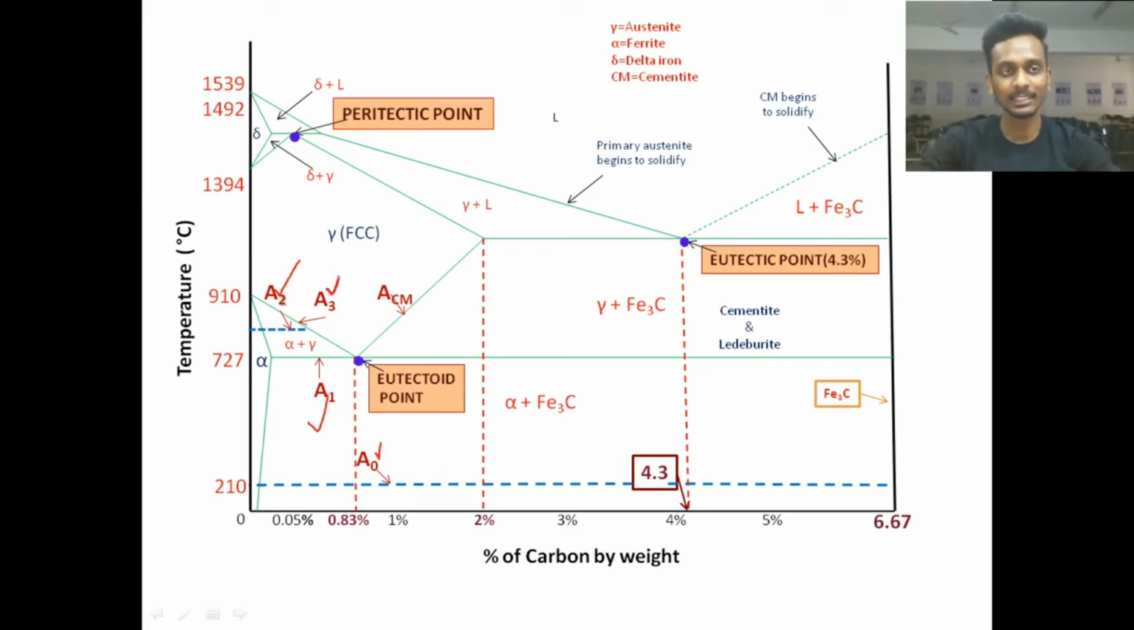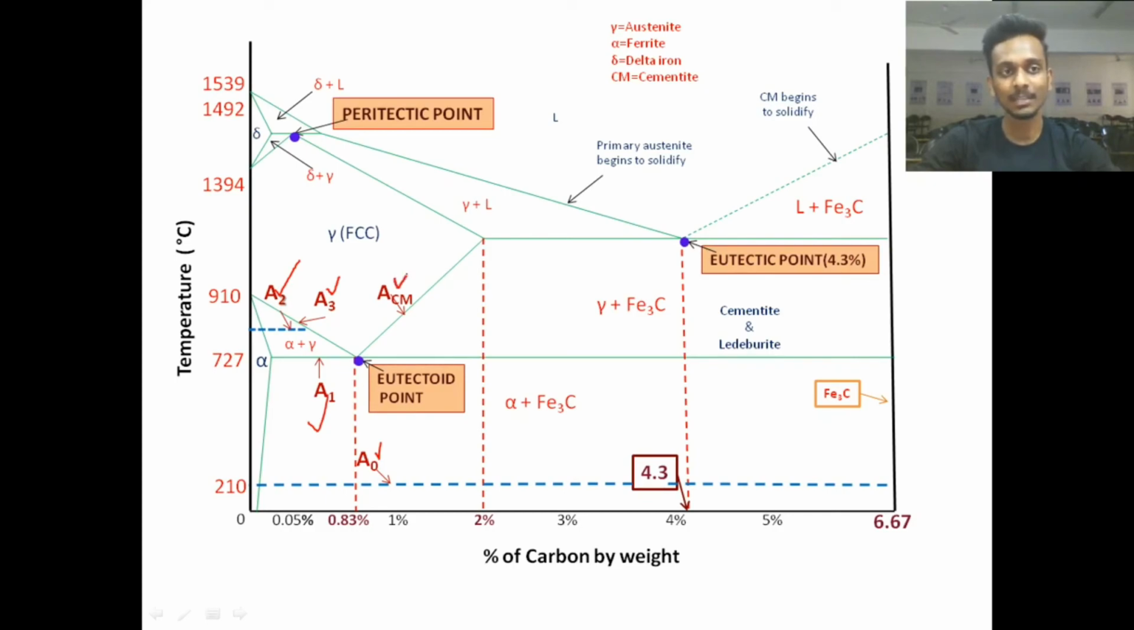Fourth, A3, that is critical temperature for hypoeutectoid steels. It remains at 727 degrees Celsius to 910 degrees Celsius. It is the temperature above which on heating free ferrite gets dissolved to form 100% austenite. It represents the boundary between the austenite plus alpha ferrite phase. The temperature ranges from 727 degrees Celsius at 0.8% carbon to 910 degrees Celsius at 0% carbon.